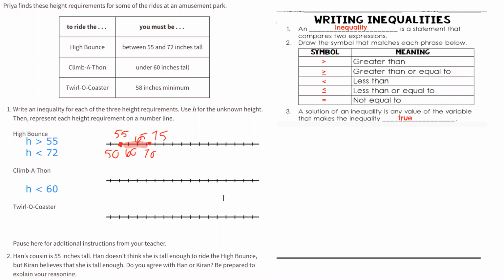And this one, it's not less than or equal to. It's just less than, because it says you must be under 60 inches. So if you are 60 inches tall, you cannot ride that ride. If you're 59 inches tall, you're under 60, so you're good to go. So on my number line, I'm going to fill it in again. So let's say 60 is right here.